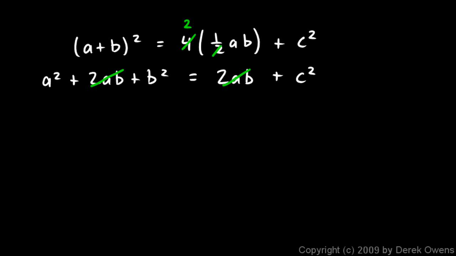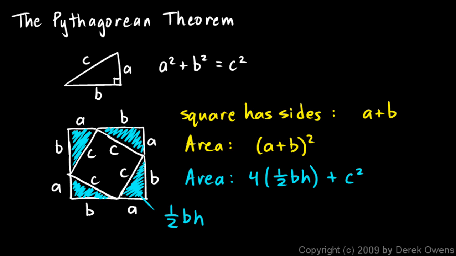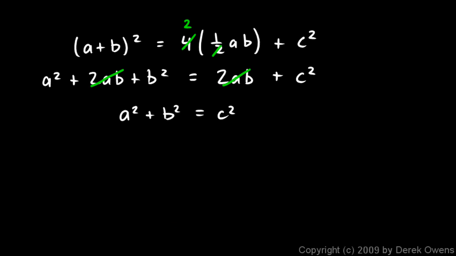On the left we have A squared plus B squared, and on the right we have C squared, so we're done. A squared plus B squared equals C squared. And that logically follows right there from looking at this diagram. So the Pythagorean theorem has been proved. A squared plus B squared equals C squared.